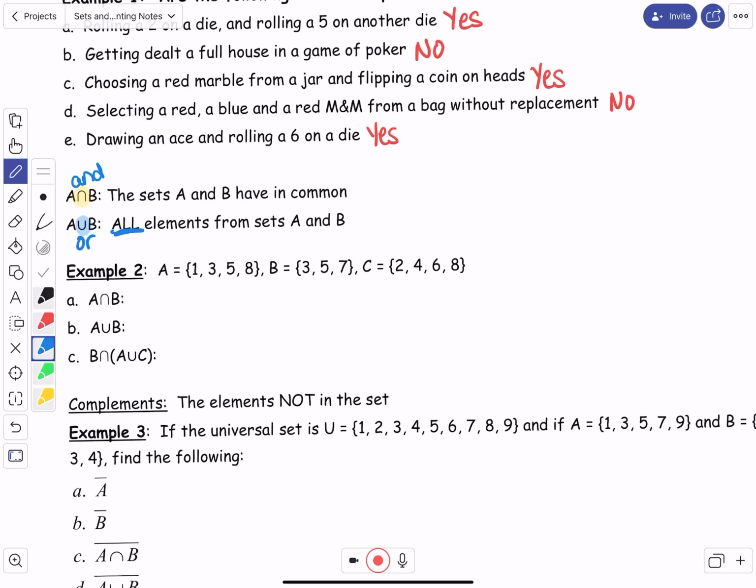So for our first example that we're going to use, we do A and B. What numbers do A and B have in common? Well, A and B have in common 3 and 5. So our answer would be 3 and 5, and we put them inside these curly brackets.